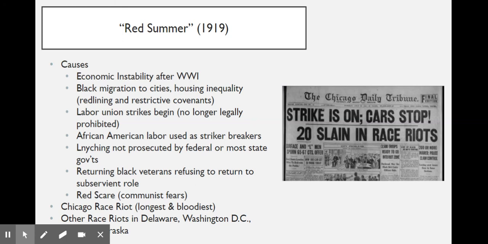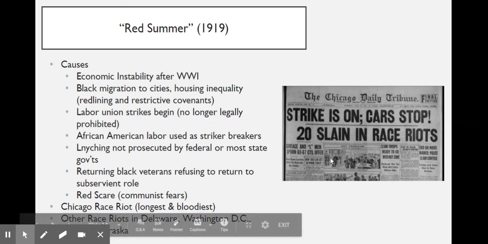Anytime an economy is geared towards war for a prolonged period of time and then has to reestablish itself as a peacetime economy, there is often economic upheaval. And that economic upheaval can often translate itself to social and political upheaval as well. Chicago will have the longest race riot.